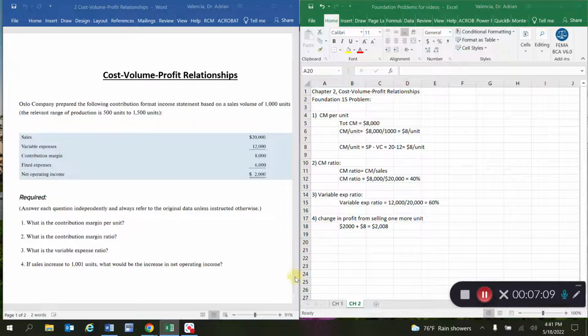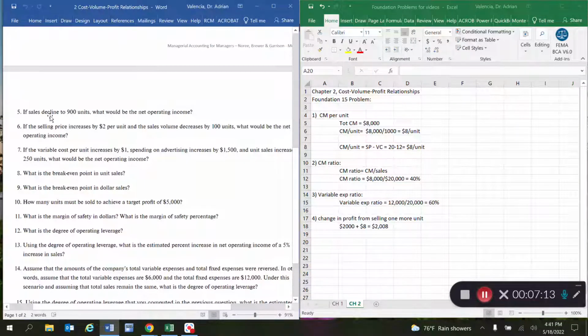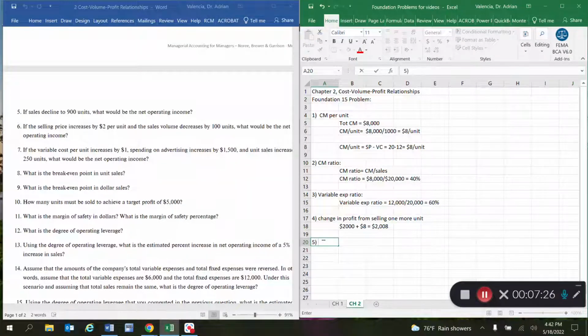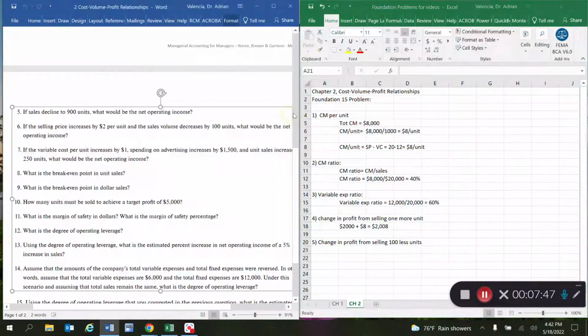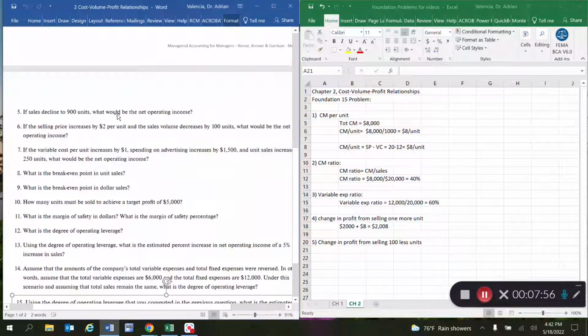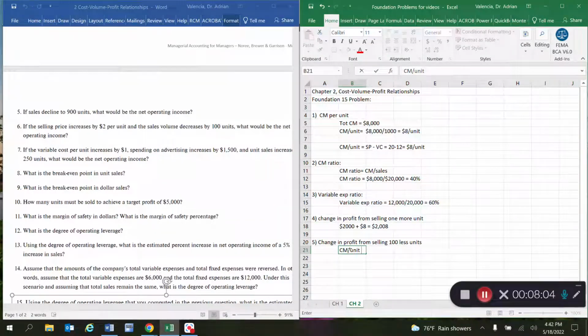All right, so now let's go to question number 5. Question number 5 says, if sales were to decline to 900 units, what would be the net profit? For number 5, we can take a different approach here. Let's look at the change in profit, or loss for that matter, from selling 100 fewer units. If you recall, we were at a sales level of 1,000 units, and now they're asking us what if you were to sell 900 units? That's 100 units less. So you could easily say my contribution margin per unit times 100 units equals the change in profit.